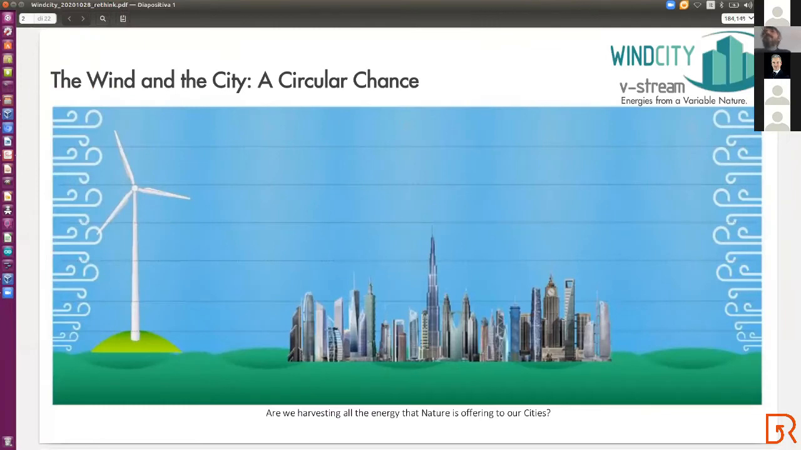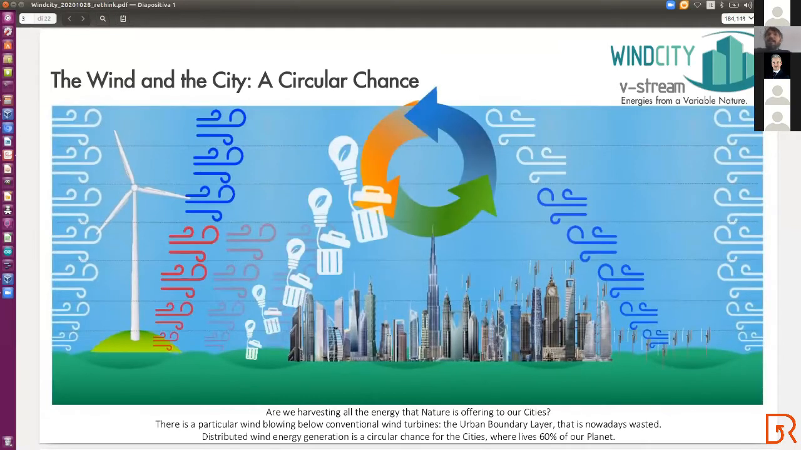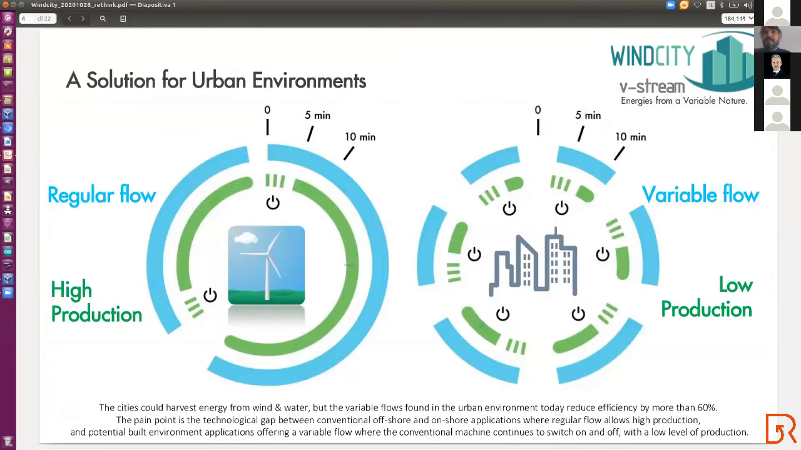So the need analysis starts from the wind and the city relation. There is a circular chance here. The answer to the question, are we harvesting all the energy that nature is offering to our cities, is no. And there is a particular wind blowing below conventional wind turbines, which is the urban boundary layer that is nowadays wasted. So distributed wind energy generation is a circular chance for the cities, where 60% of our planet lives. So we have a solution for urban environments.